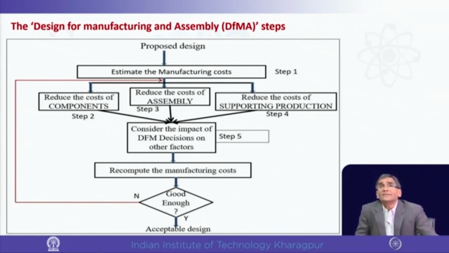Again in the next iteration, reduce the cost for each aspect: component, assembly, support system.